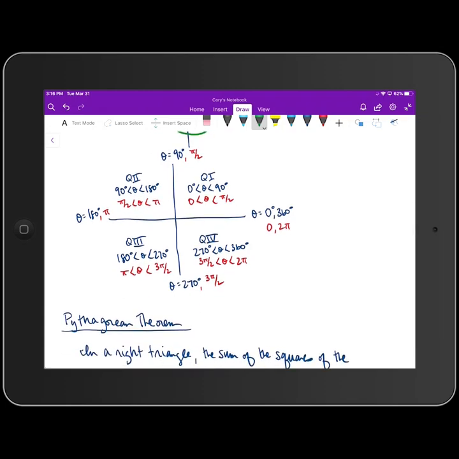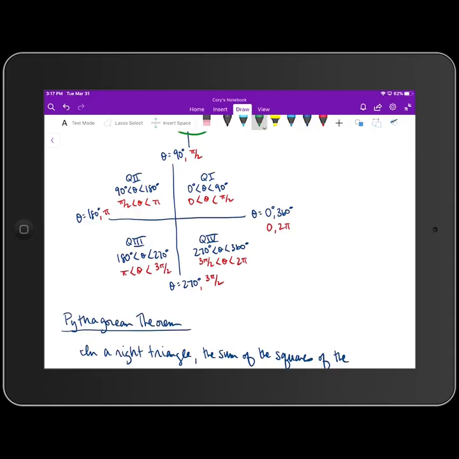Okay, next thing I want to do is look really quickly at each of the 4 quadrants. So I've labeled the 4 quadrants as so. Again, quadrant 1 is the top right area, quadrant 2 is top left, quadrant 3 is bottom left, and quadrant 4 is bottom right. And then what I want to do is take a look at angle measures that are going to lie in each of the 4 quadrants.